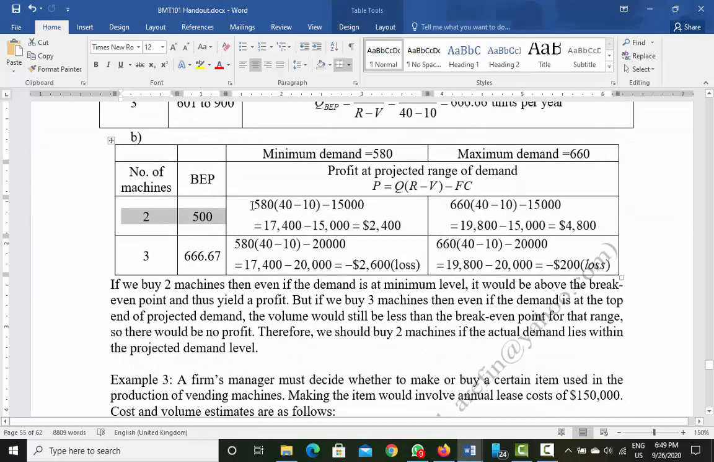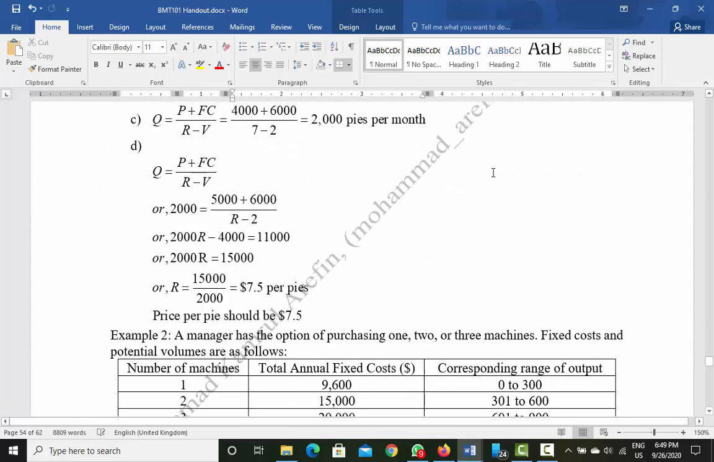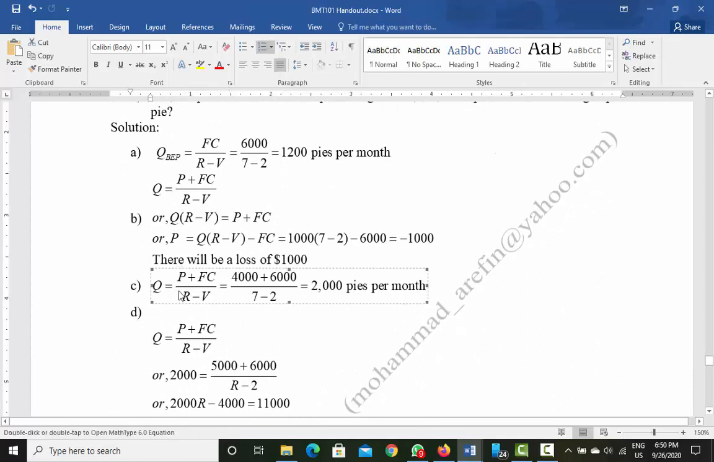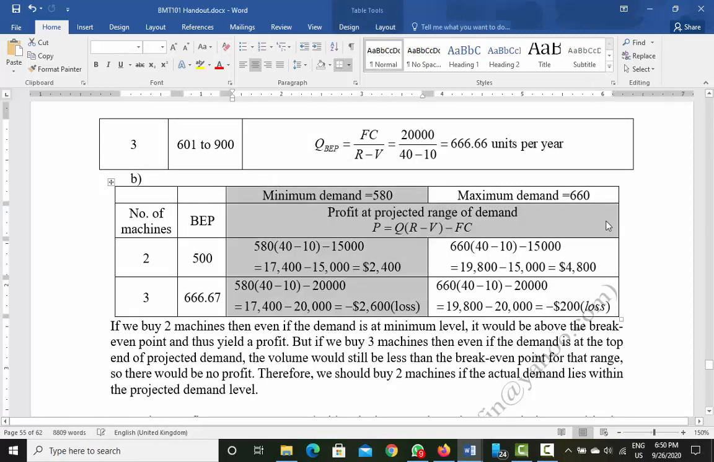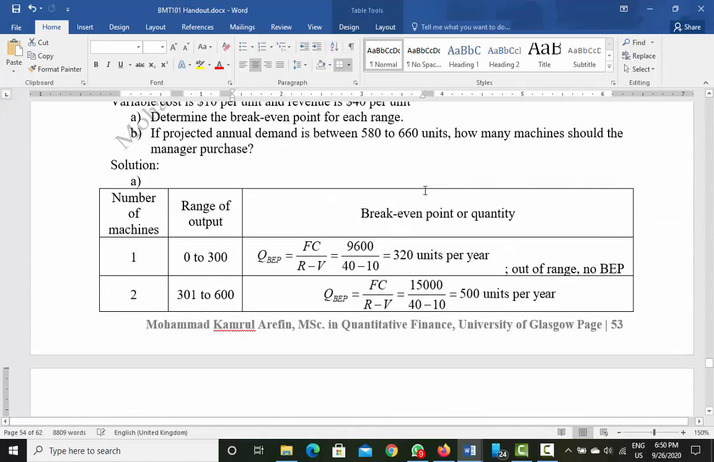So what is the profit at the projected range of demand? As you know, the formula is this one. If you want to find the value of P, it will be Q multiplied by R minus V, minus FC. So here this is the column for minimum demand, and this one is the column for maximum demand. The minimum demand is 580 and the maximum demand is 660.